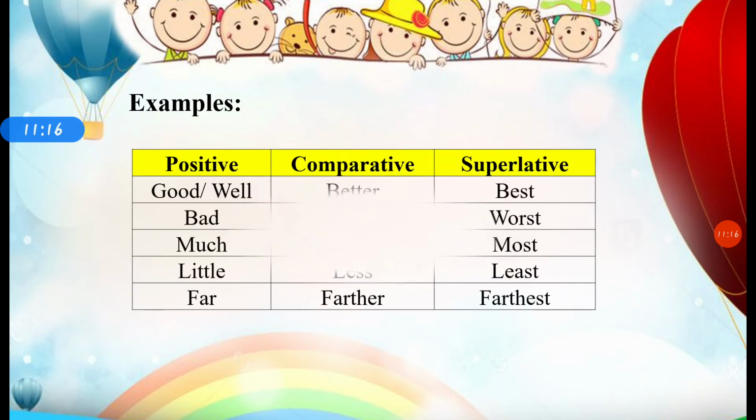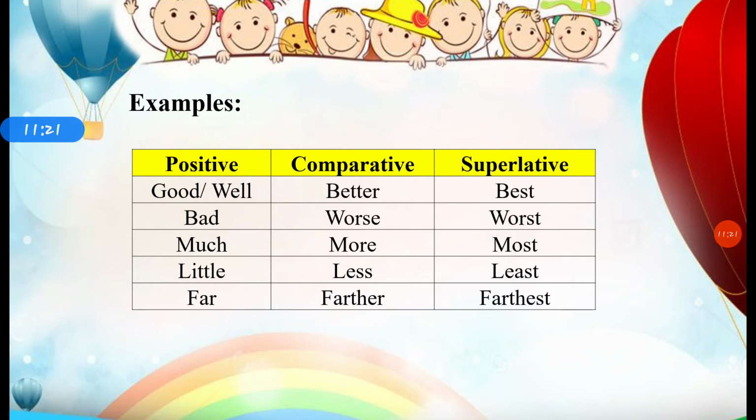Here are some more examples of irregular degree of comparison: good, better, best; well, better, best; bad, worse, worst; much, more, most; little, less, least; far, farther, farthest.